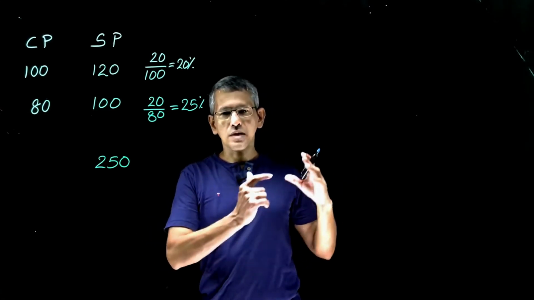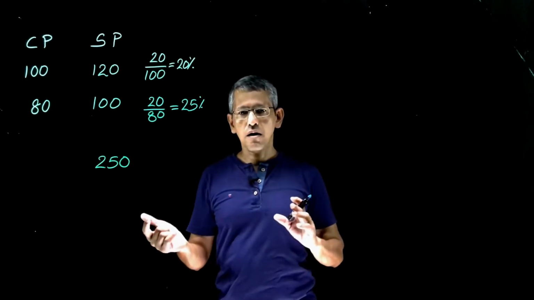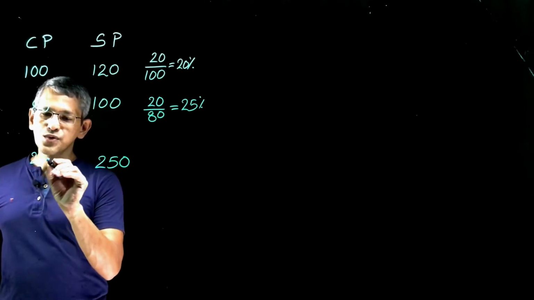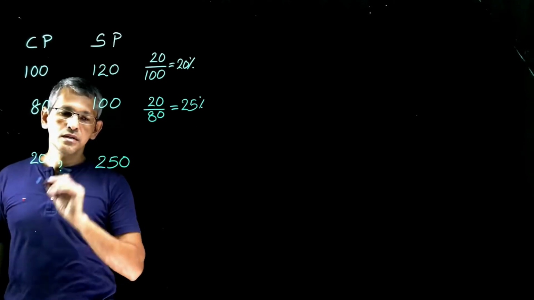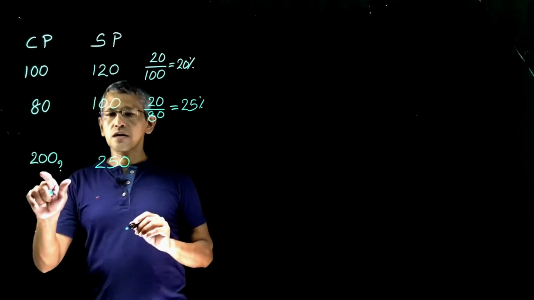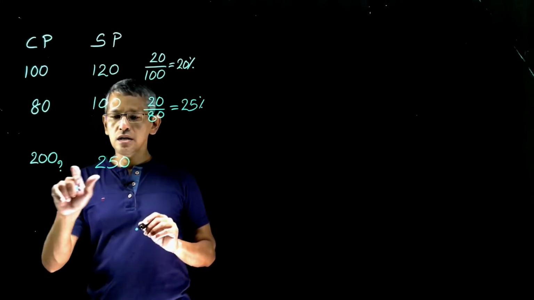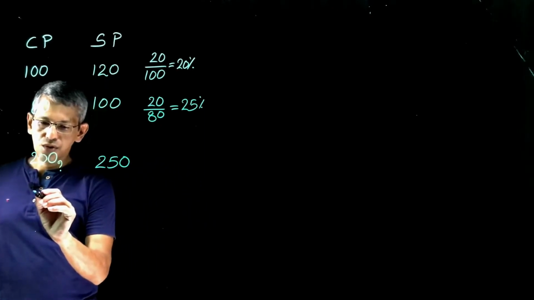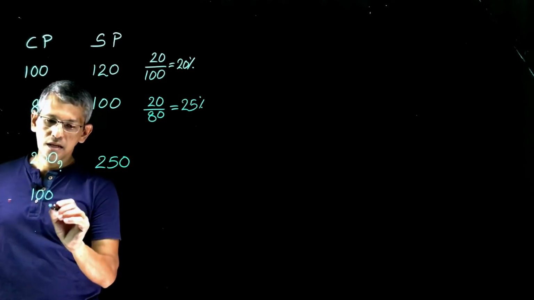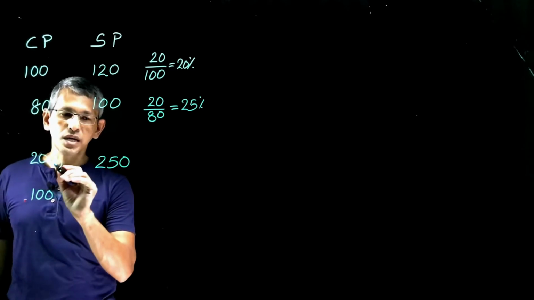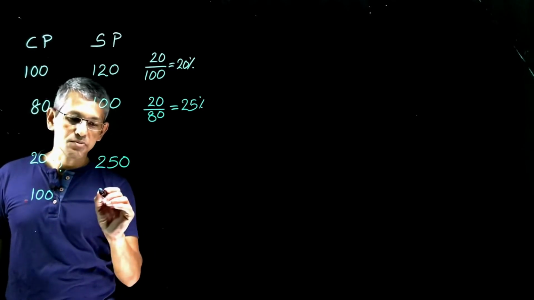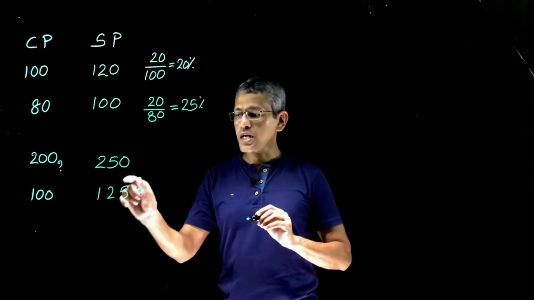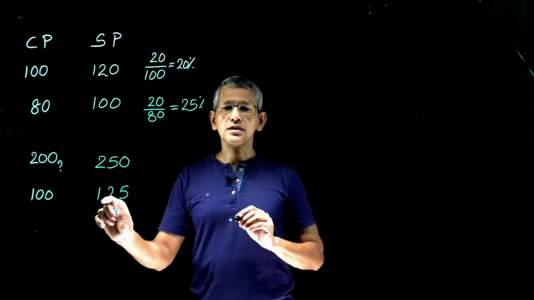Either you can convert that into a formula, or in a simple way, we'll just go for trial and error. So let's say the cost price is 200. We are not sure about it, we are just going for trial and error. If it is 200, that's the reason I put a question mark here. Then the selling price is 250 and the profit is 50. If the cost price is 200 and the selling price is 250, then if the cost price is 100, the selling price must be half of that, 125. See that? Now, if the cost price is 100 and the selling price is 125, what's the profit percentage?